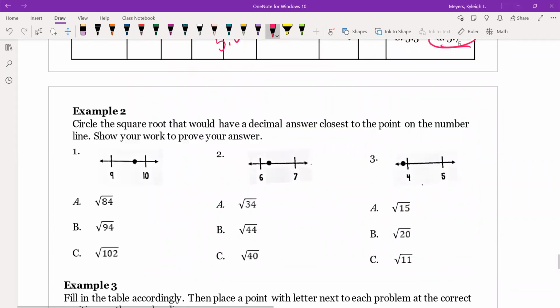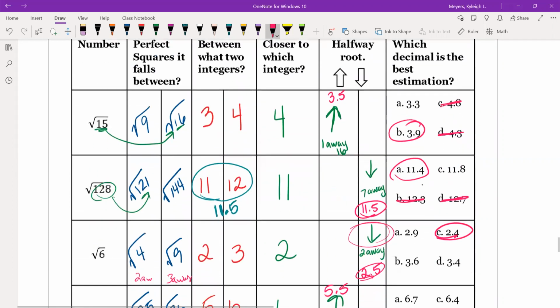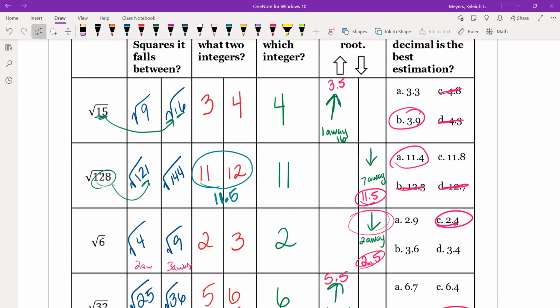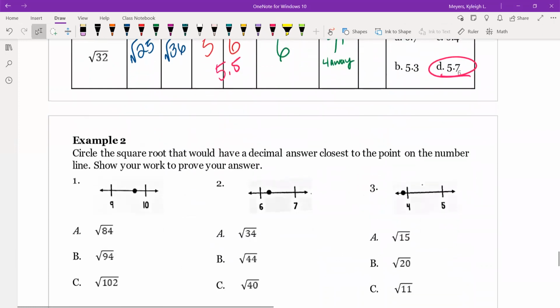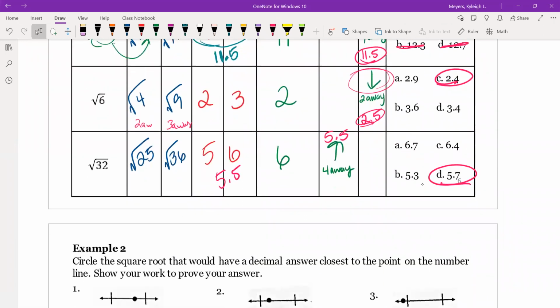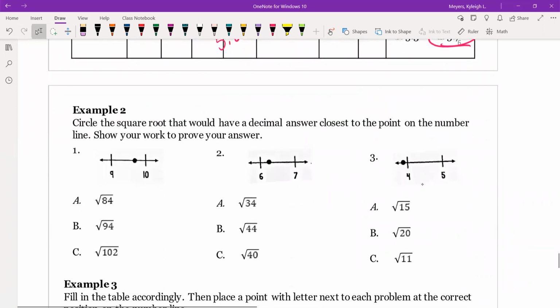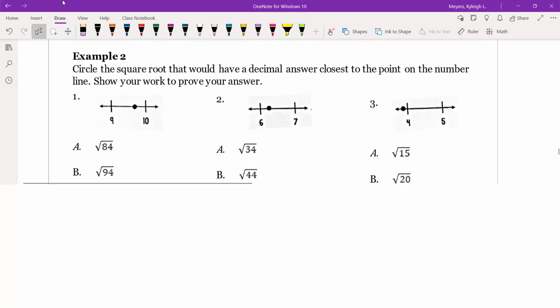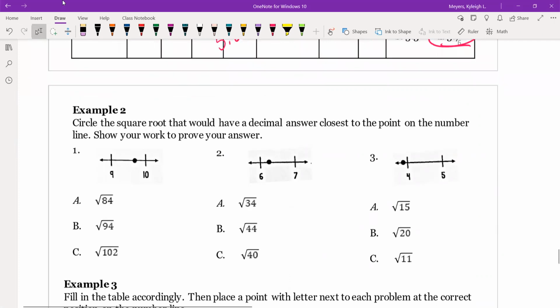Okay, so now that was example 1. That's going to be the most common way you're going to figure out the best estimation. Okay, example 2, now we're going to work backwards. Okay, we have to figure out which square root fits the number line. So we have to figure out what square roots those integers relate to.